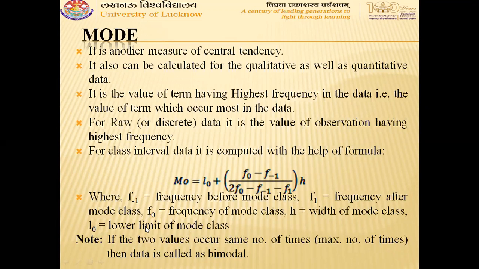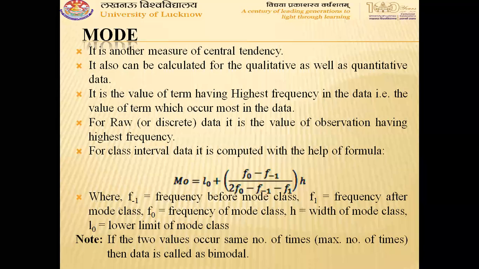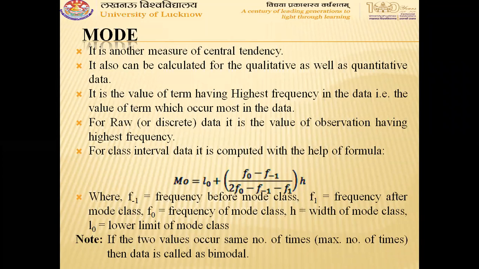If two values occur the same number of times and which is maximum, then data is called as bimodal. And if more than two values occur maximum number of times, then data is called as multimodal.